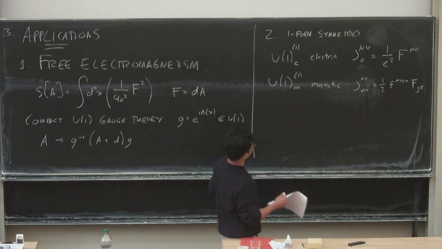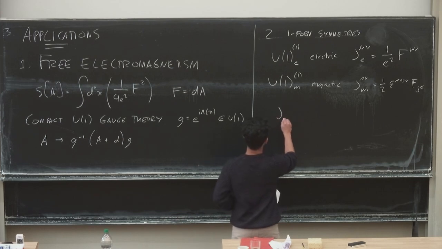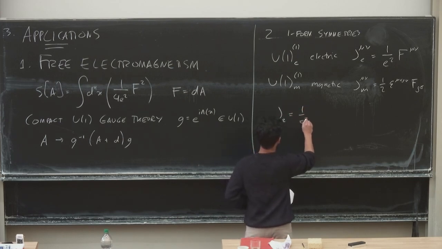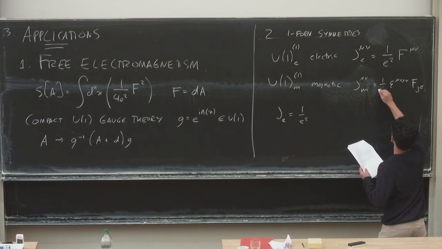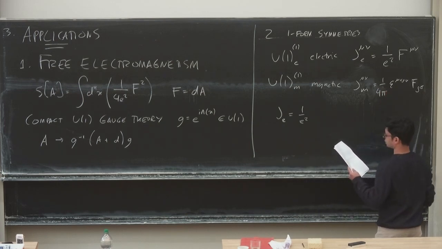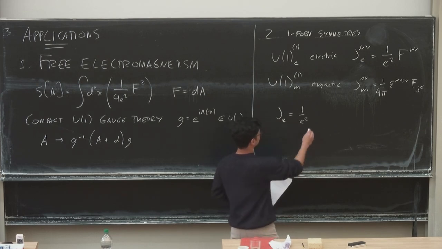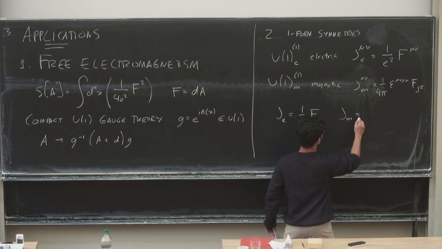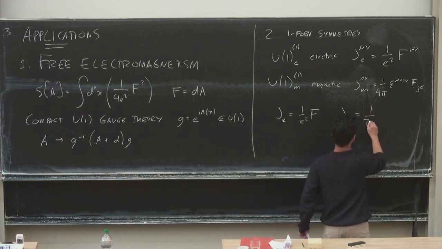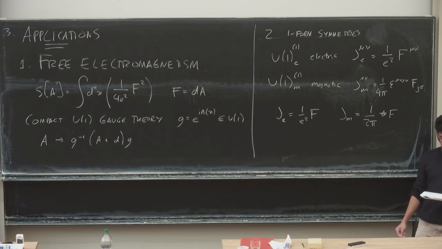Let me also write this in form language. In form language, J_E equals 1 over e squared. Oh, sorry, there's a 4π here, which is important. So J_E is (1/e²) F, and J_M in form language is equal to (1/2π) ⋆F.